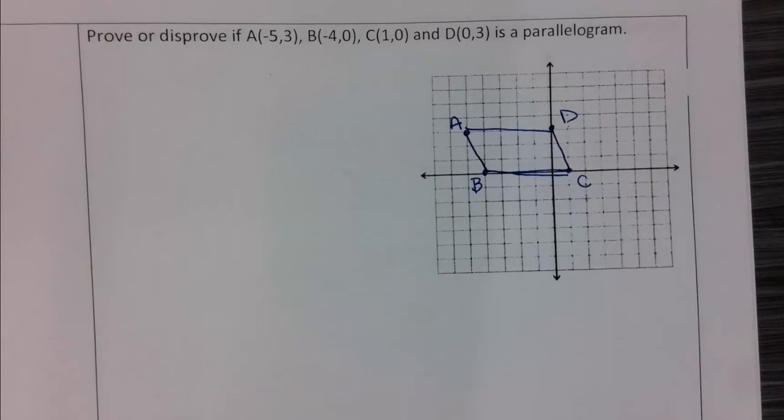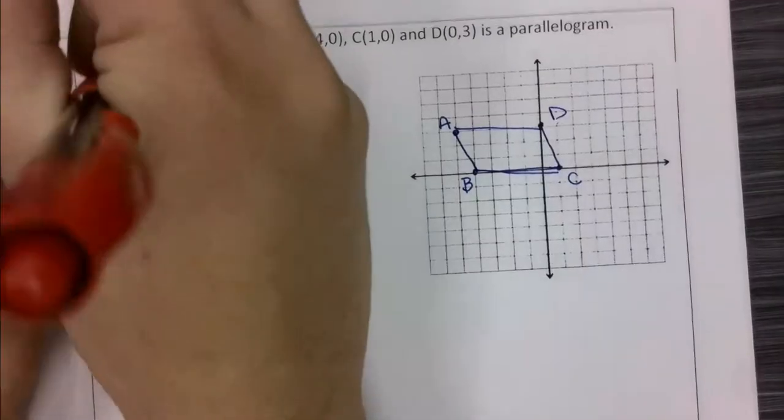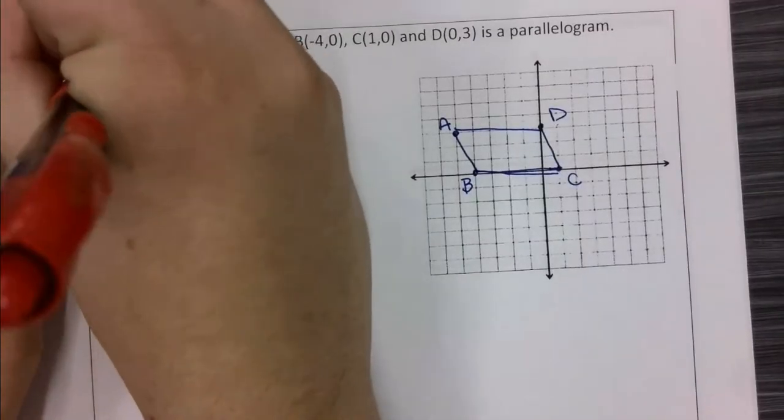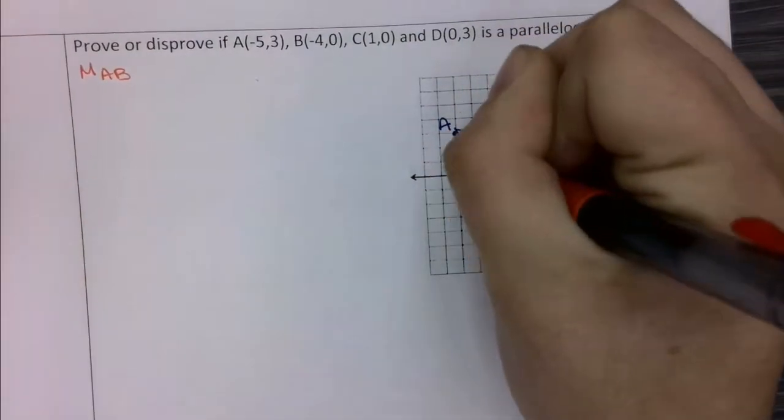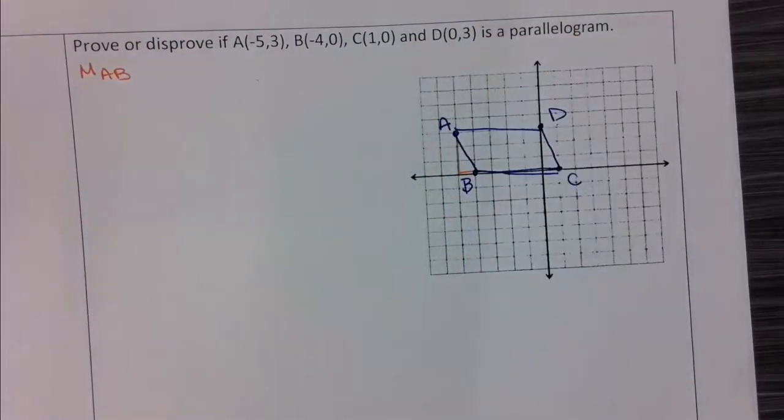Okay, so what do I need to prove to say something is a parallelogram? I need to say what kind of lines it has. Parallel. So I want to find my slopes of the lines. So I'm going to start with my slope of AB. So what's my slope right here?